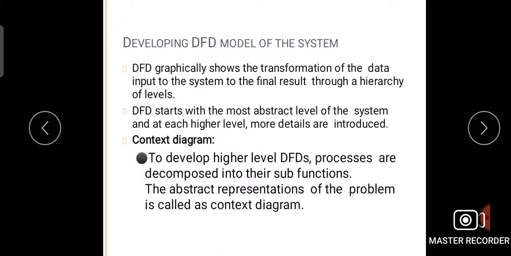Here, mainly three levels are used in a DFD system. First of all, level 0 of DFD is known as a context diagram. Then level 1 and level 2. So totally 3 levels are used in DFD: level 0, level 1 and level 2. Level 0 is also known as the context level diagram. So first of all, we start with level 0, the context diagram.